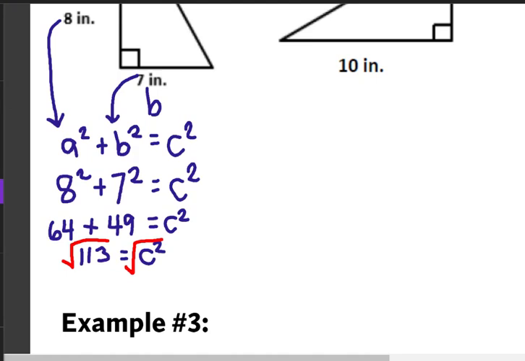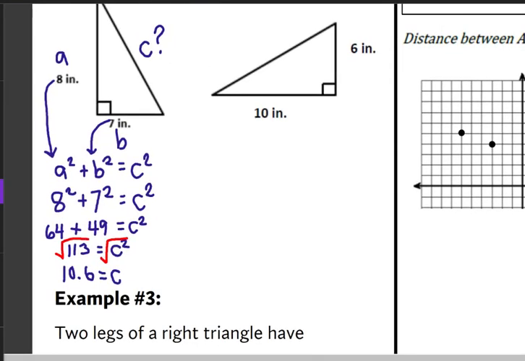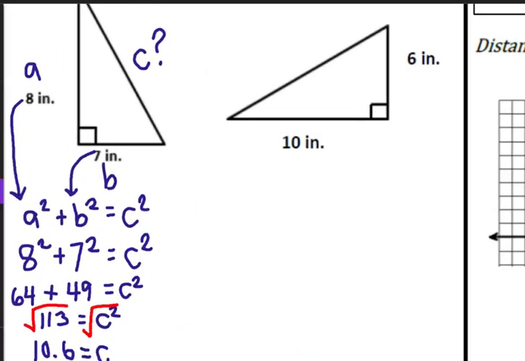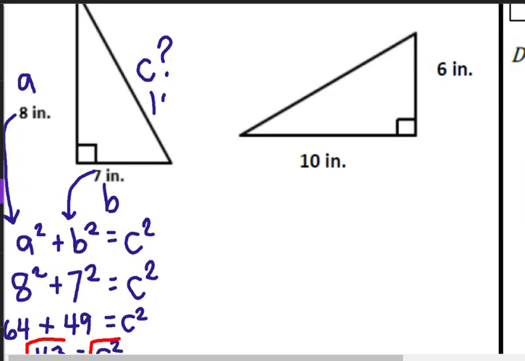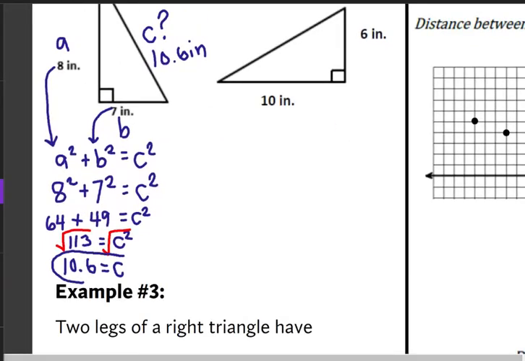When you do that, you would get 10.6 equals C. And I always like to double check before I circle my answer. The hypotenuse should be the longest side. Would 10.6 be the longest side? And the answer is yes. So I can confidently circle my answer.